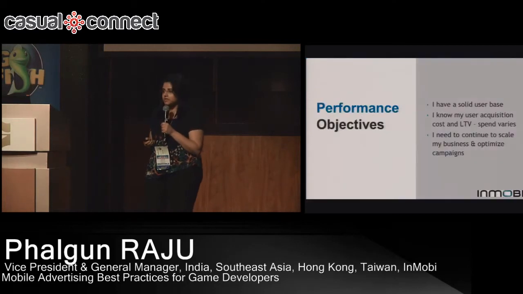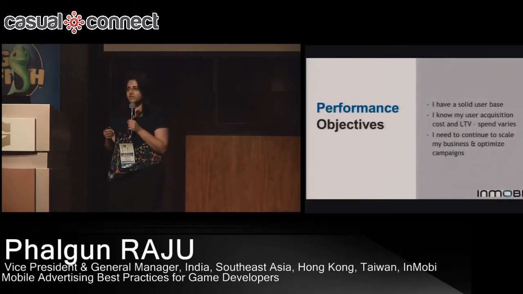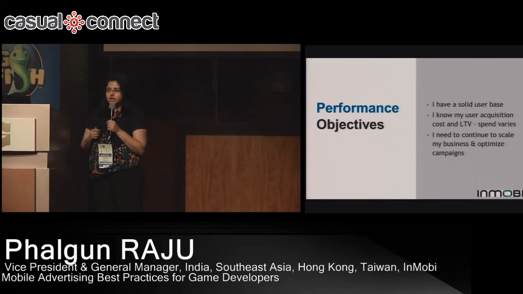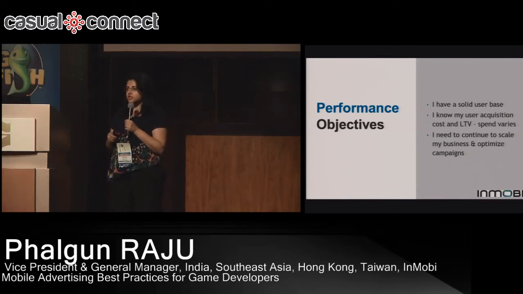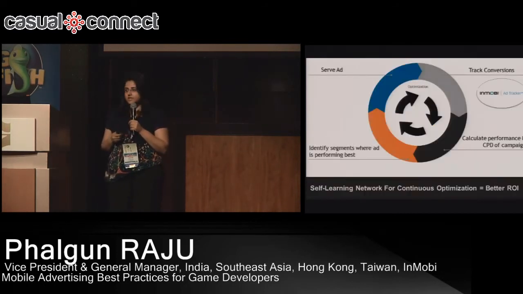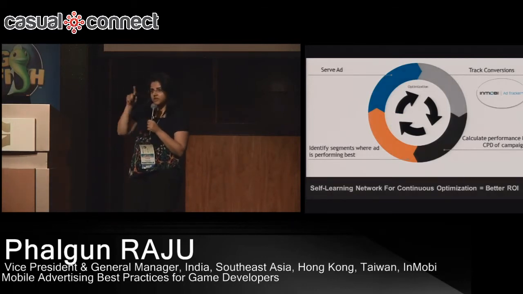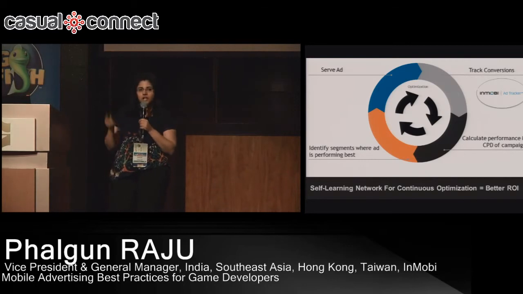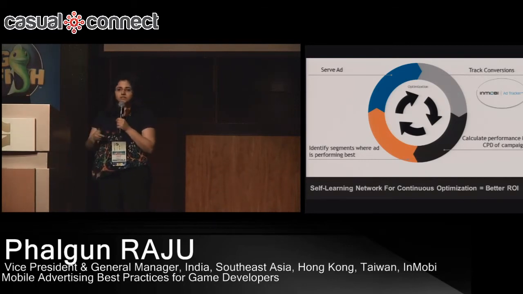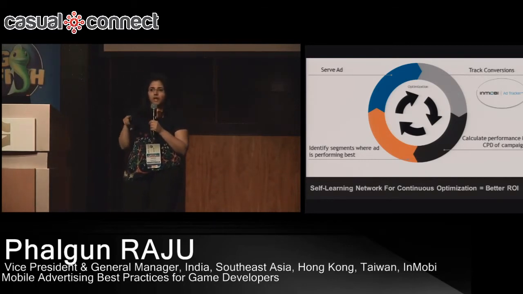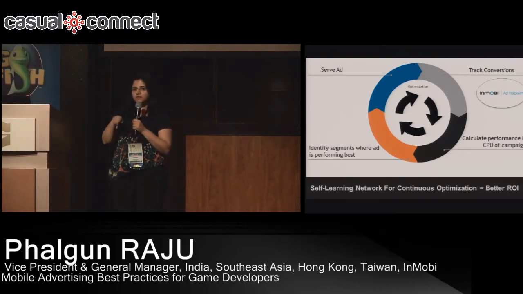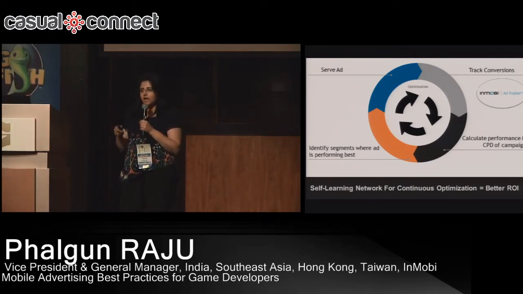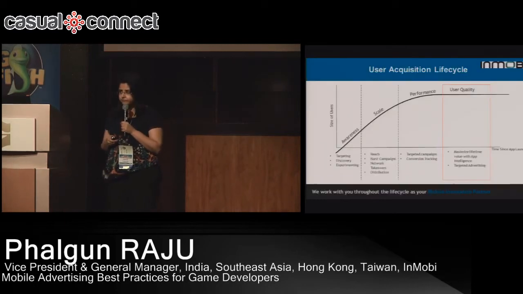So let me talk about performance. So the performance objective here is you have scale, and you know your user acquisition costs and lifetime value. So now you really want to continue to scale and optimize the campaign. So what's important here, at the basic level, is a very simple process, but obviously there's a lot of detail behind it. You want to serve the ad, track the conversion, calculate your CPDs, and identify constantly what are the best segments that are performing. And that may change over time. So this is kind of an iteration loop that has to be optimized and thought through.